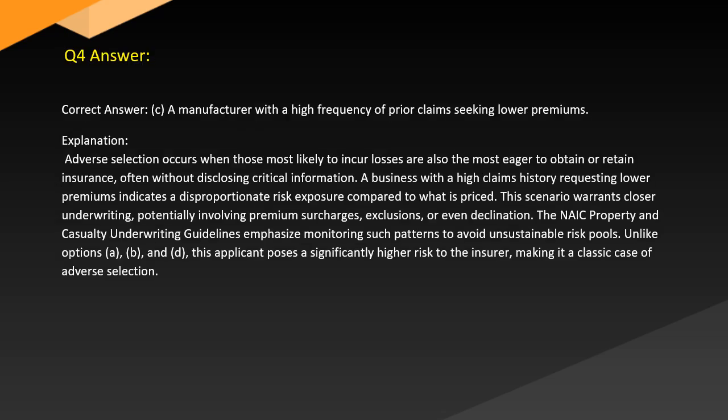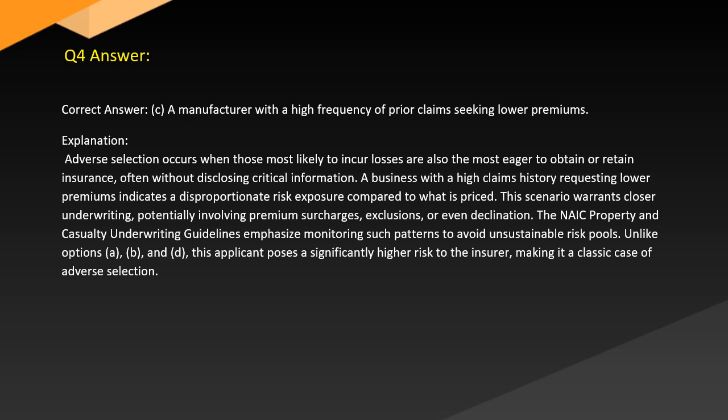Answer. Correct answer: C. A manufacturer with a high frequency of prior claims seeking lower premiums. Explanation: adverse selection occurs when those most likely to incur losses are also the most eager to obtain or retain insurance, often without disclosing critical information. A business with a high claims history requesting lower premiums indicates a disproportionate risk exposure compared to what is priced. This scenario warrants closer underwriting, potentially involving premium surcharges, exclusions, or even declination.